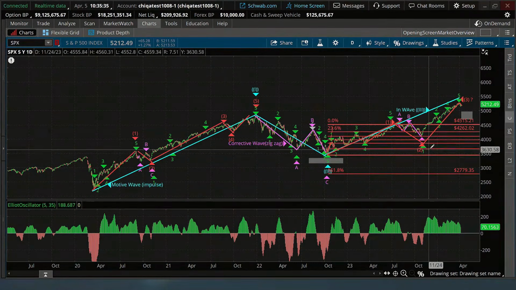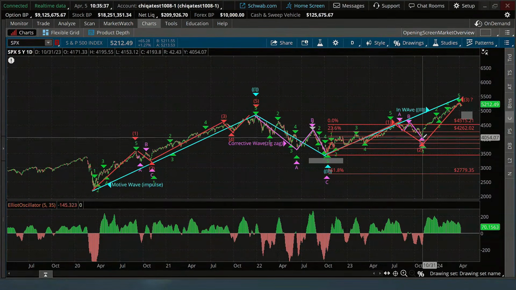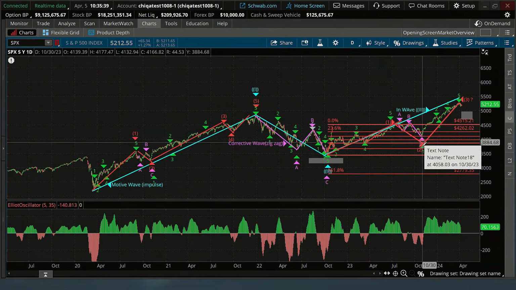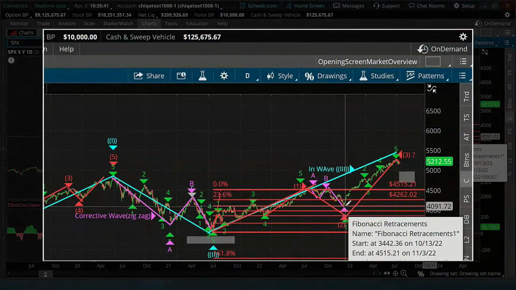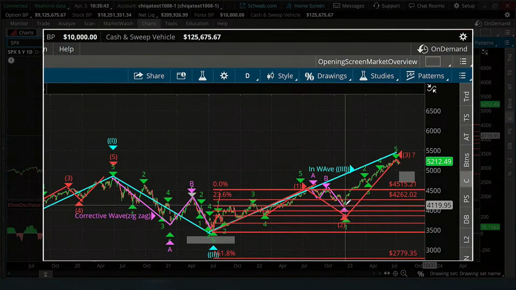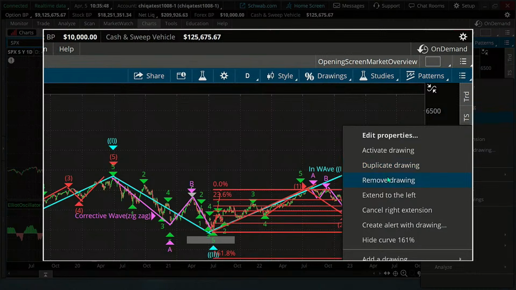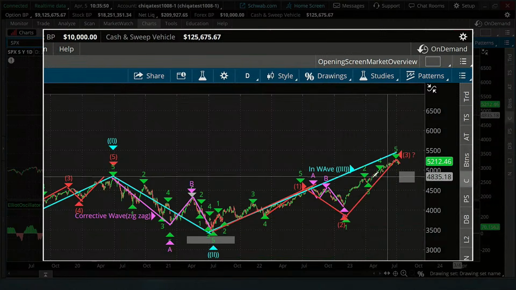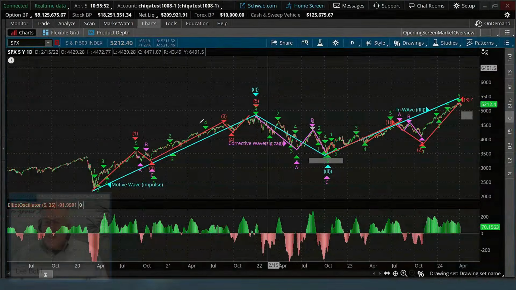Yeah, so that was a correction. It's right here, right? Wave 2 ended right here, which is right at the 38.2% level. So that makes me feel that drawing is correct. So we have a question: how do you get the numbers and everything on the chart?